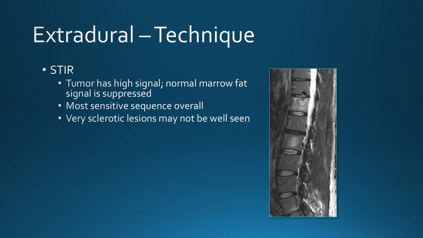STIR images, the tumor is going to be bright. The normal marrow fat signal is going to be suppressed. Overall, this is the most sensitive sequence for looking at extradural lesions. The downside of this is lesions that are very sclerotic are going to be dark on the STIR so that you may not see them.